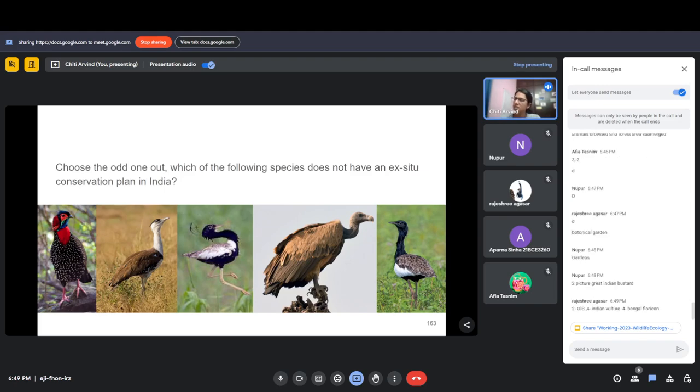Picture 2 is of the Great Indian Bustard, correct. 4 is Indian vulture. 5 is Bengal florican. Okay, so yeah, 5 is Bengal florican. 4 is an Indian long-billed vulture, and 2 is Great Indian Bustard. That is correct. What about 1 and 3?